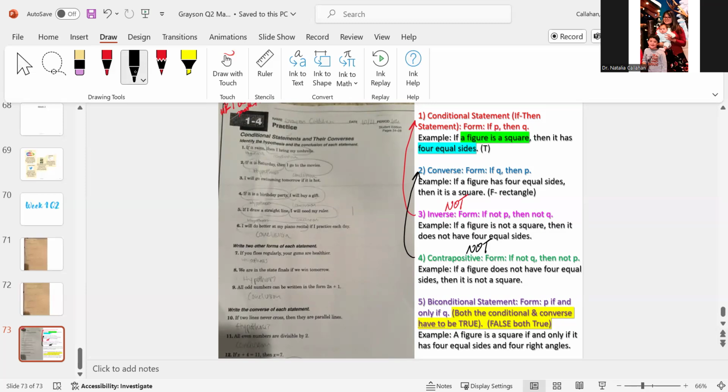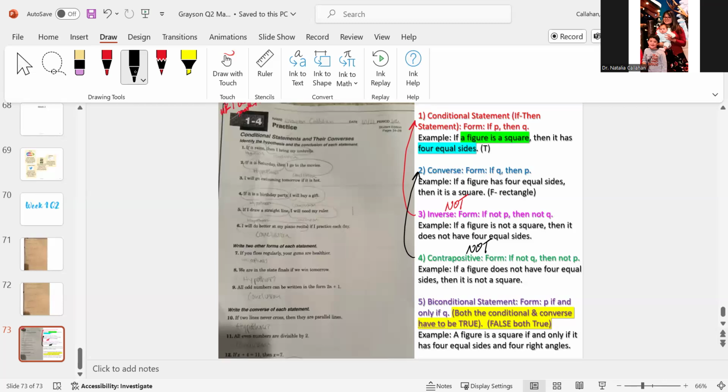Read the biconditional statement. P if and only if Q. So both the conditional statement and the converse have to be true in order for the biconditional to be true. So if one of them is false, the whole biconditional statement is false, right?